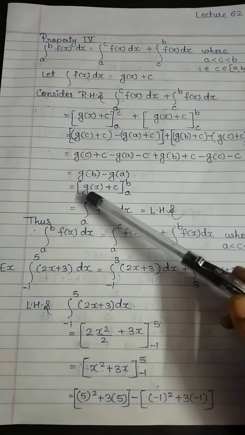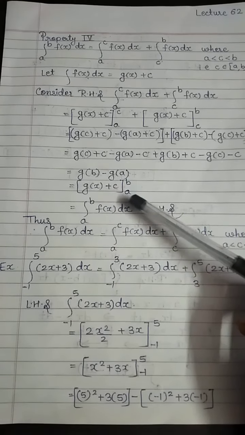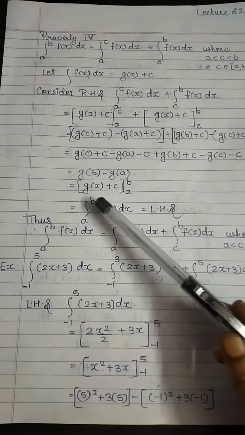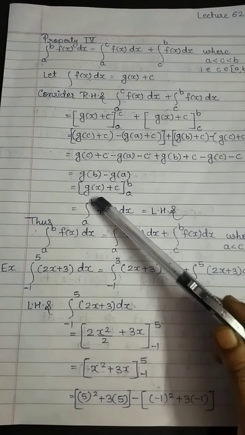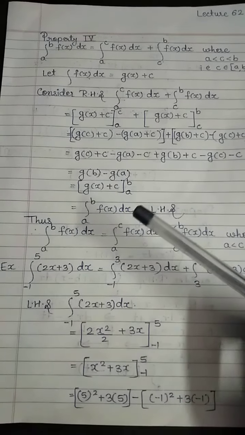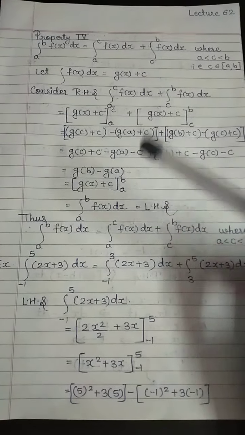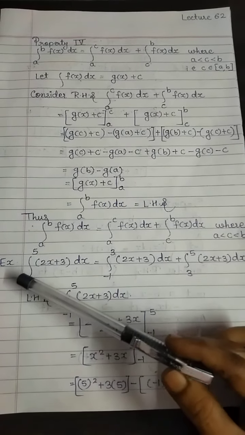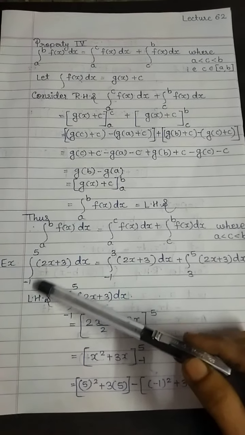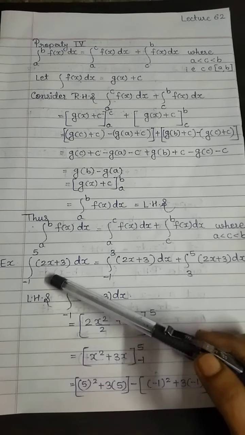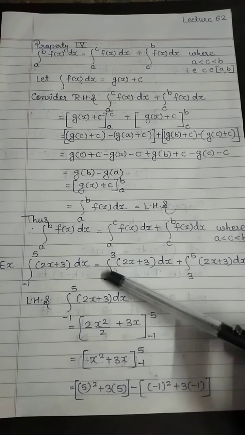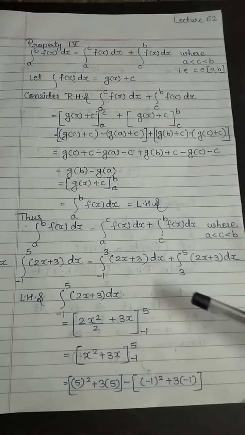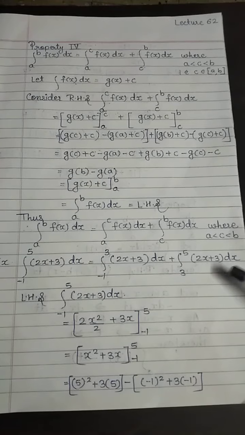So this we can write as g of x plus c, where lower limit is a and upper limit is b. So we can write this as integration a to b f of x dx, and this is nothing but our LHS. So we have proved this property. Now here we have example, integration minus 1 to 5 2x plus 3 dx is equal to integration minus 1 to 3 2x plus 3 dx plus integration 3 to 5 2x plus 3 dx.